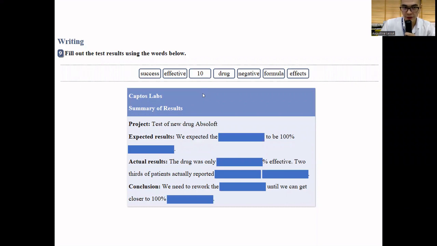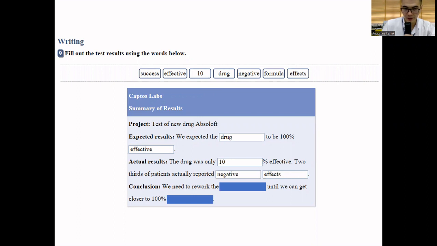Here are the answers. Captos Labs, summary of results. Project: test of new drug, Absoloft. Expected results: we expected the drug to be 100% effective. Actual results: the drug was only 10% effective. 2/3 of the patients actually reported negative effects. Conclusion: we need to rework the formula until we get closer to 100% success.